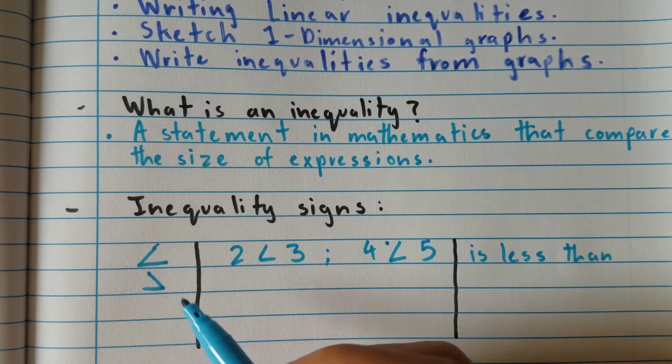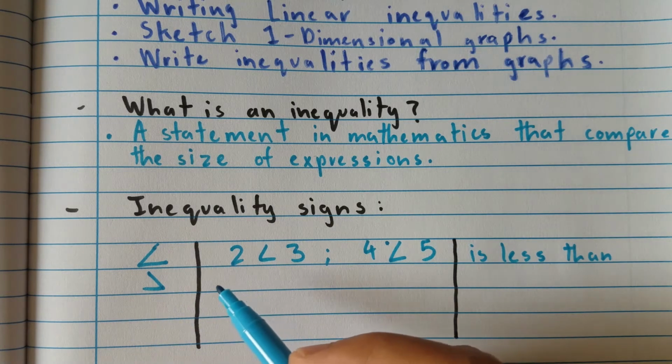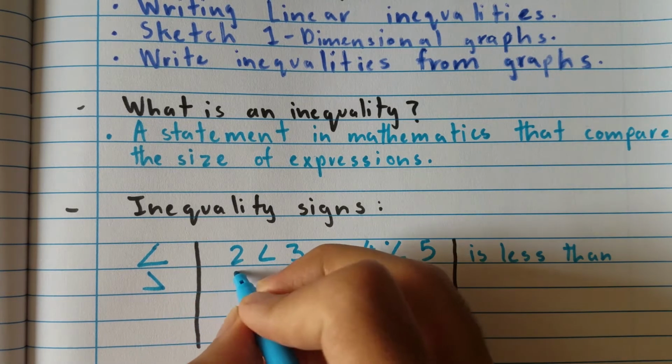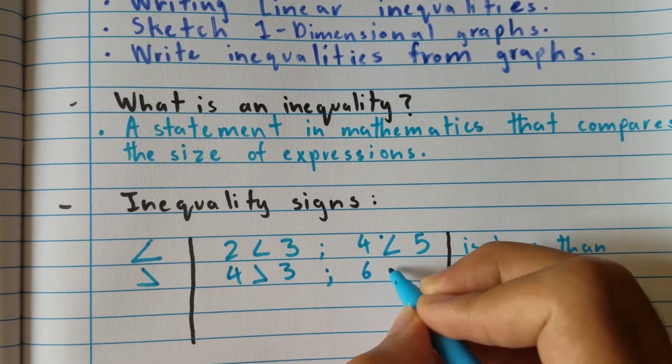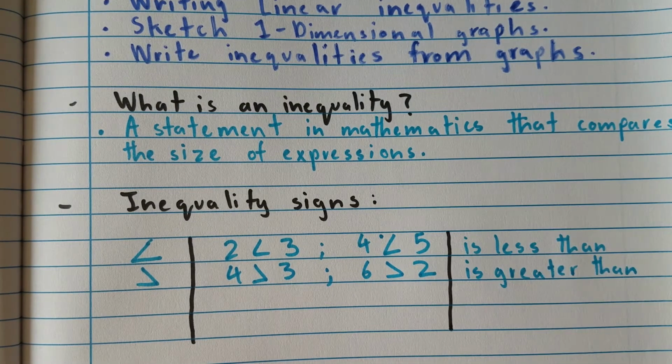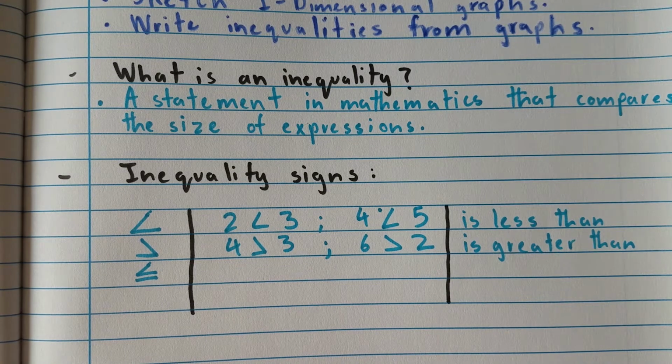Now this sign is the opposite of this sign. This sign says that something is greater than something else. So you could use a sign to say that 4 is greater than 3. Or you could use it to say 6 is greater than 2. So in terms of phrasing, you could say that this sign is saying that something is greater than some other thing.